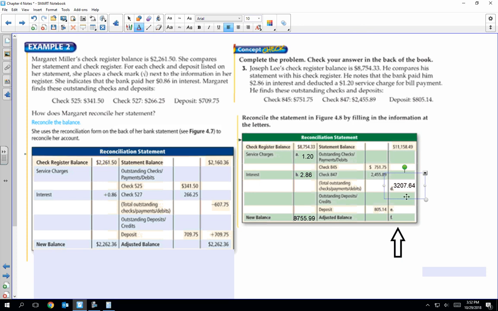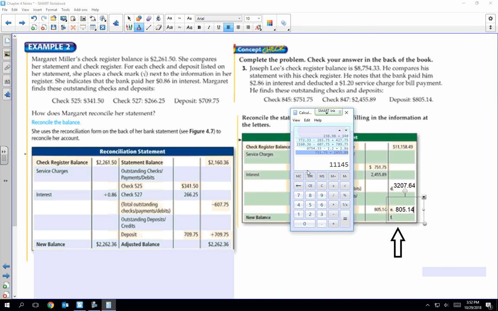Now we have to add all of our deposits together. Thankfully, it's only one little guy here. So it is $805.14. Then we take our total amount, which is $11,158.49. We're going to minus our outstanding checks or debits, $3,207.64. And then we add our outstanding deposit of $805.14. We get $8,755.99.